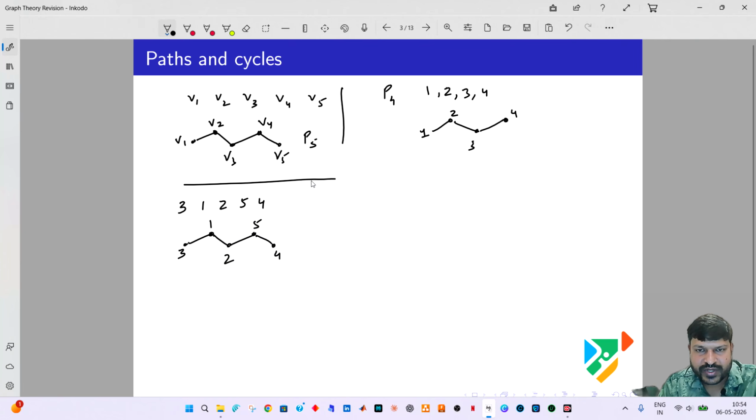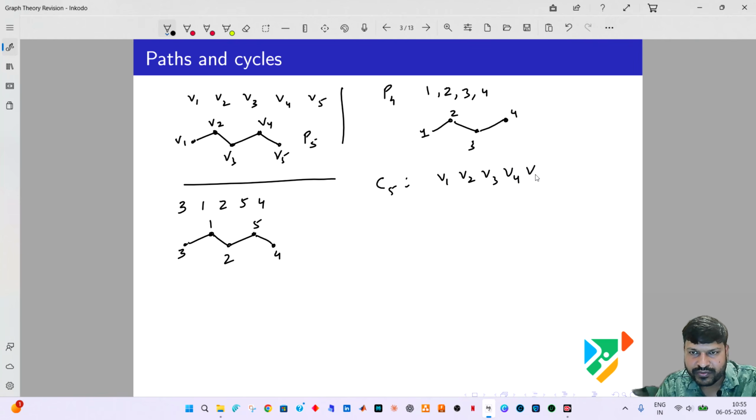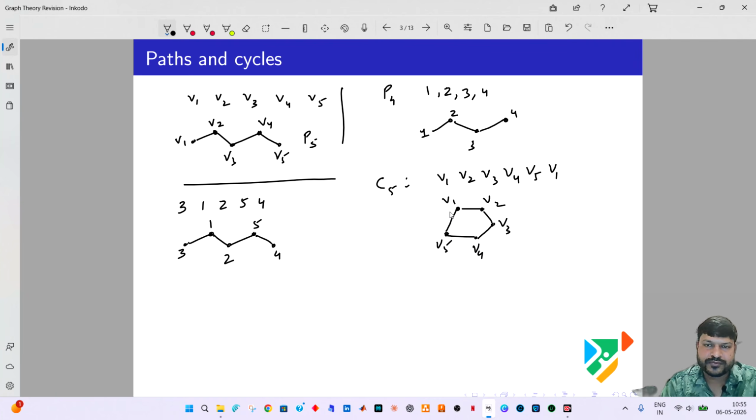Next, cycle. What is a cycle? It is like a path whose end vertices are the same. In other words, a cycle of length 5 can be represented as V1, V2, V3, V4, V5, and you end it with V1. Graphically, you can represent it as V1 adjacent to V2, adjacent to V3, adjacent to V4, adjacent to V5, adjacent to V1.